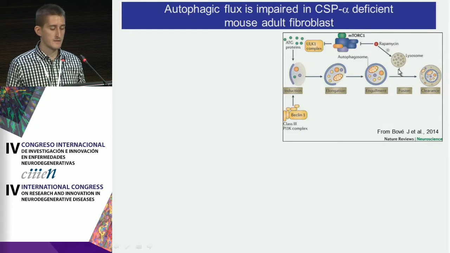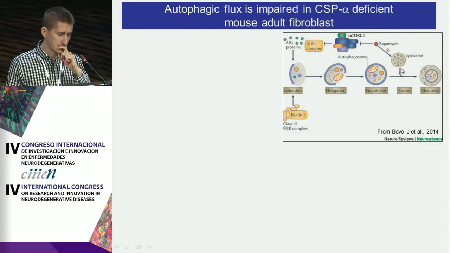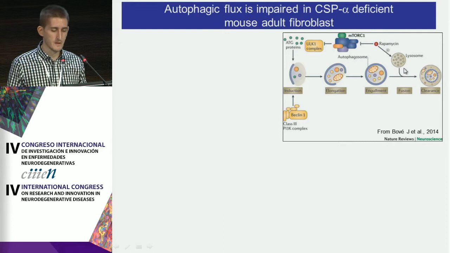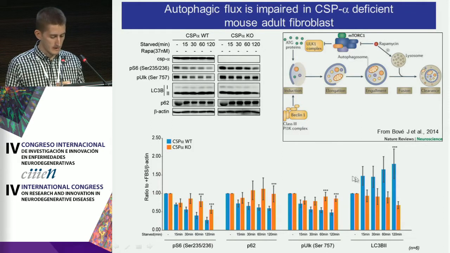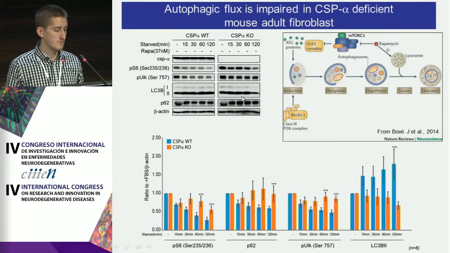We also checked autophagy, because macroautophagy is under the control of the mTOR pathway. In fact, it's blocked by mTOR. So we also checked this, and what we found, again with the same kind of experiment, is that the autophagy flux is blocked. There is no accumulation of LC3, there is accumulation of P62, and overphosphorylation of phospho-ULK.